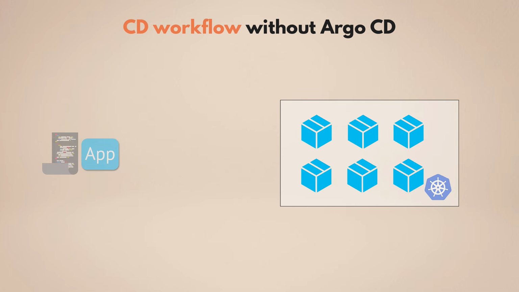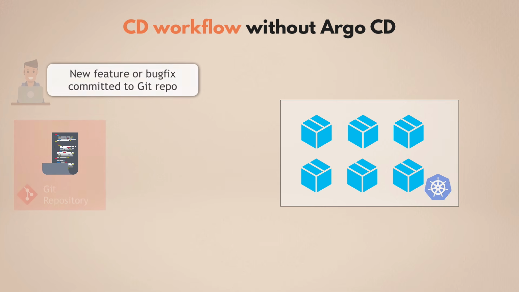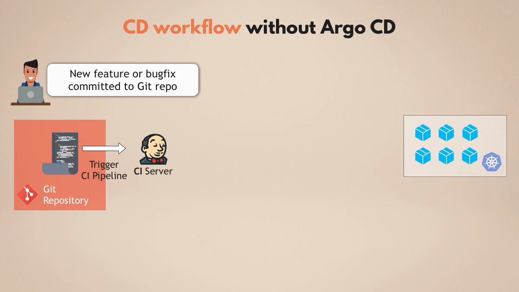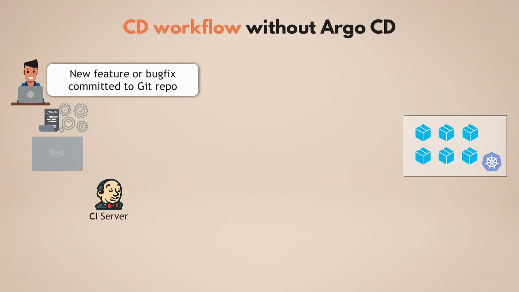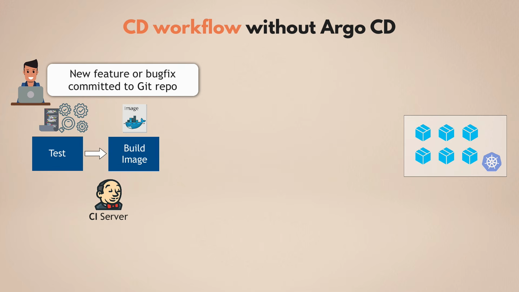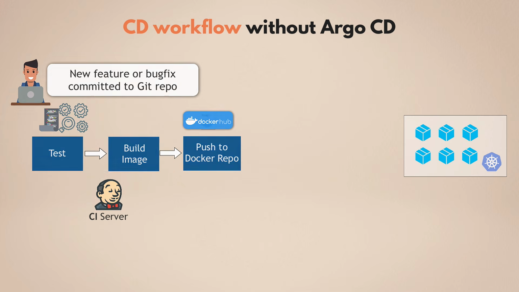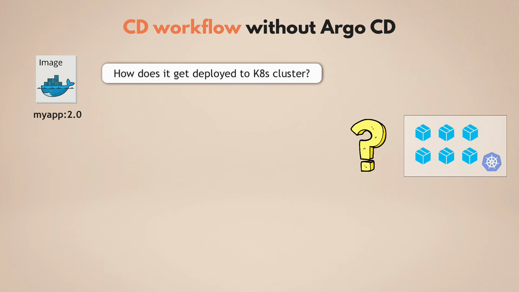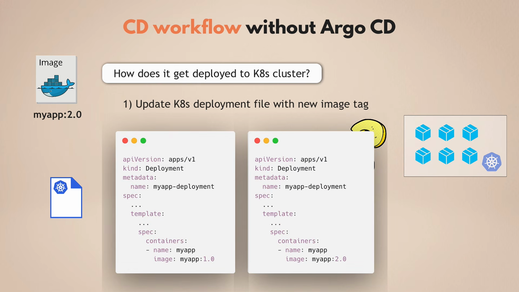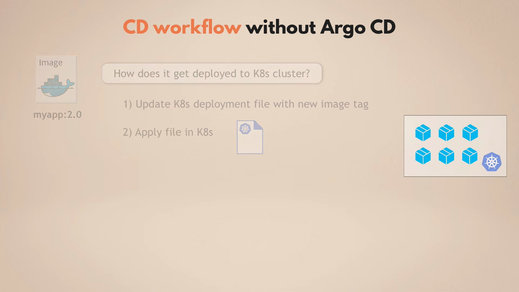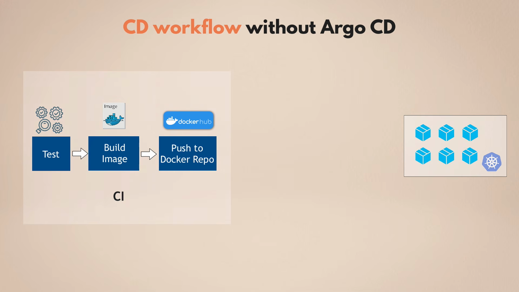When things change in the application code, like a new feature or a bug fix gets added, the CI pipeline on Jenkins, for example, will be automatically triggered and will test the changes, build a new Docker image, and push it to a Docker repository. Now, how does this new image get deployed to Kubernetes? We update the application's deployment YAML file for Kubernetes with the new image tag, and this YAML file then should be applied in Kubernetes. In most projects, these steps are the continuation of the CI pipeline.